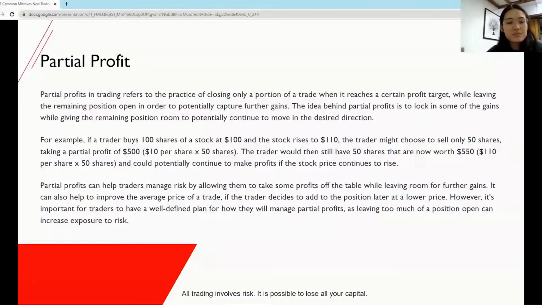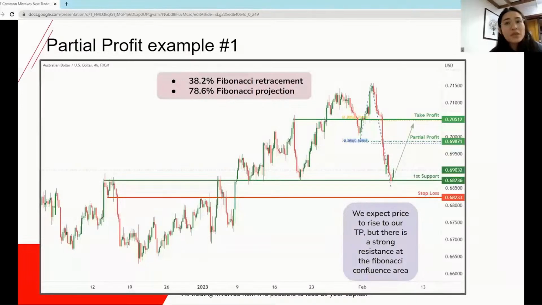Okay, so let's look at a couple of examples of partial profit. Here's our first example, which is the Aussie dollar chart. On this chart, we have our first support, which is also our entry, and we're expecting price to hit towards our take profit.